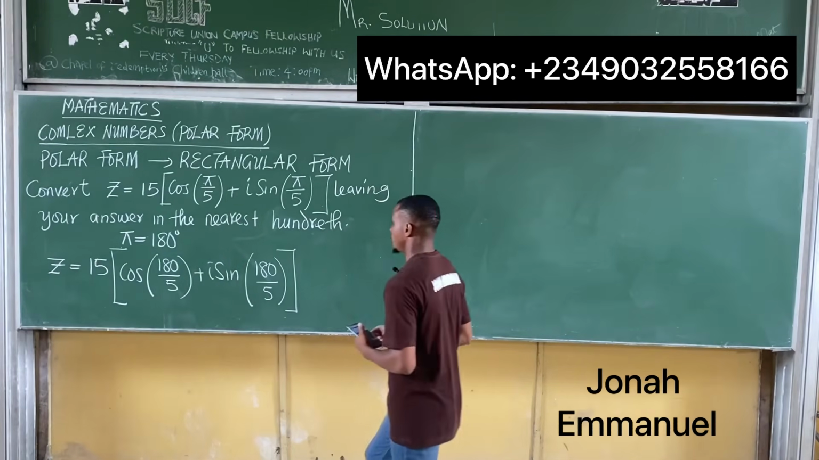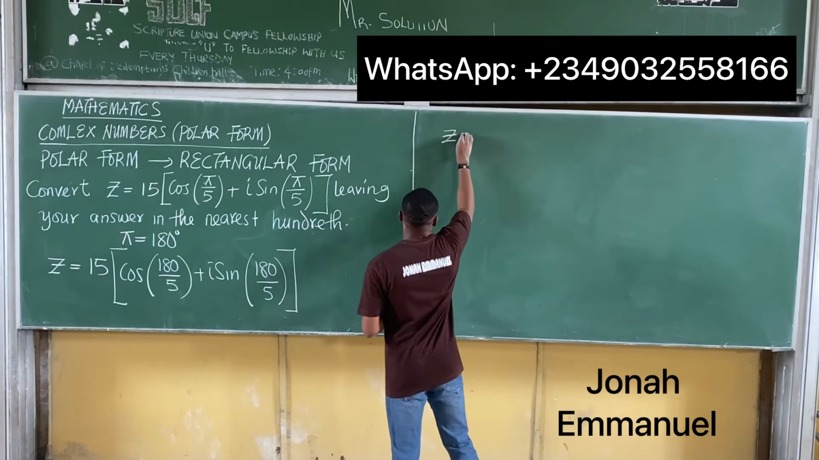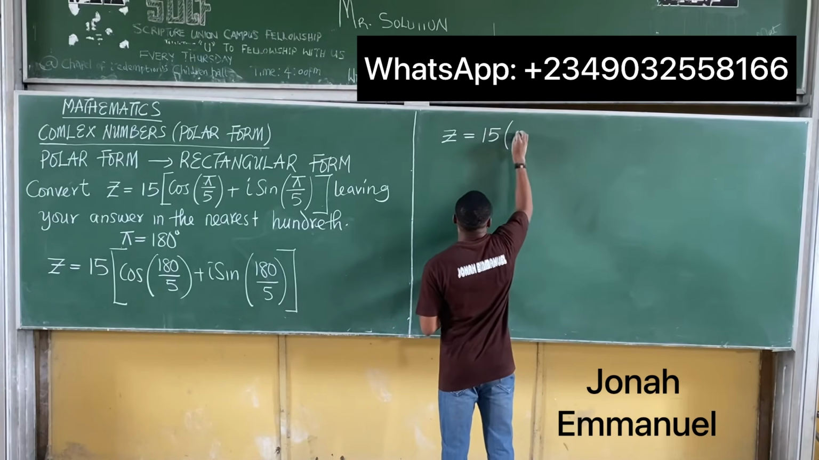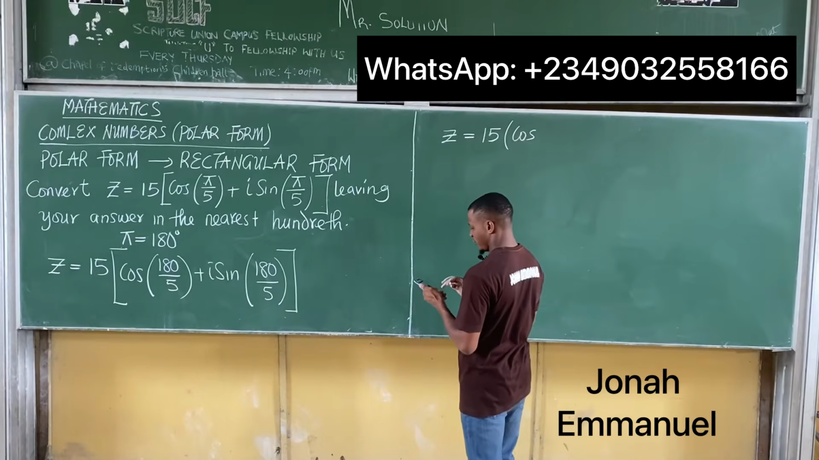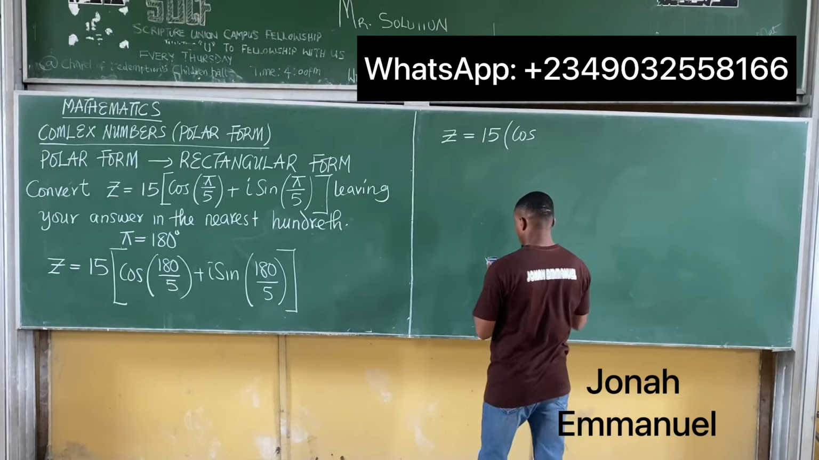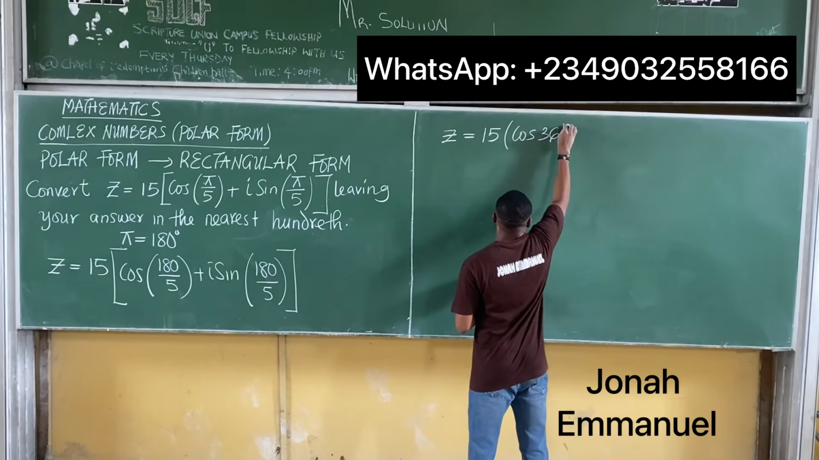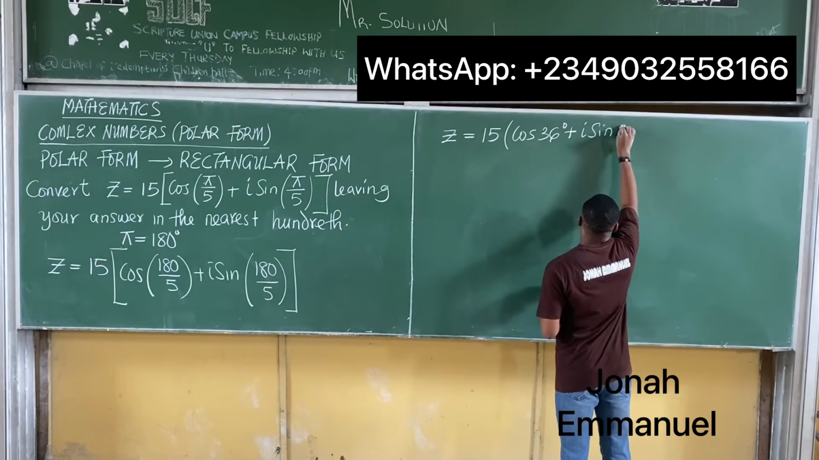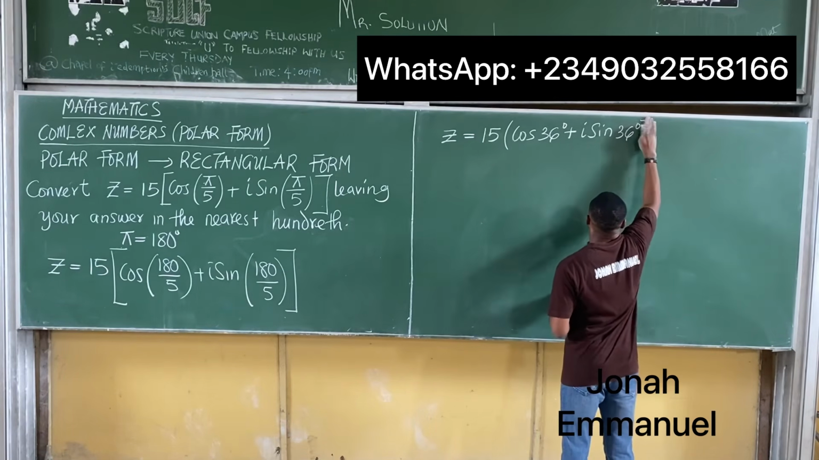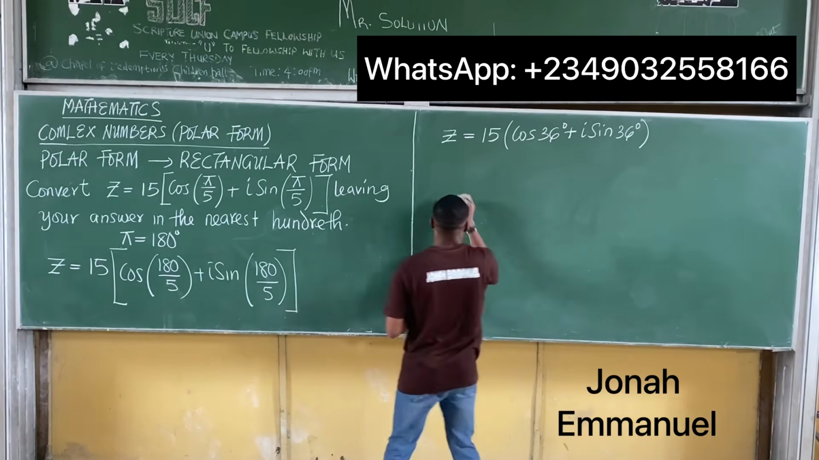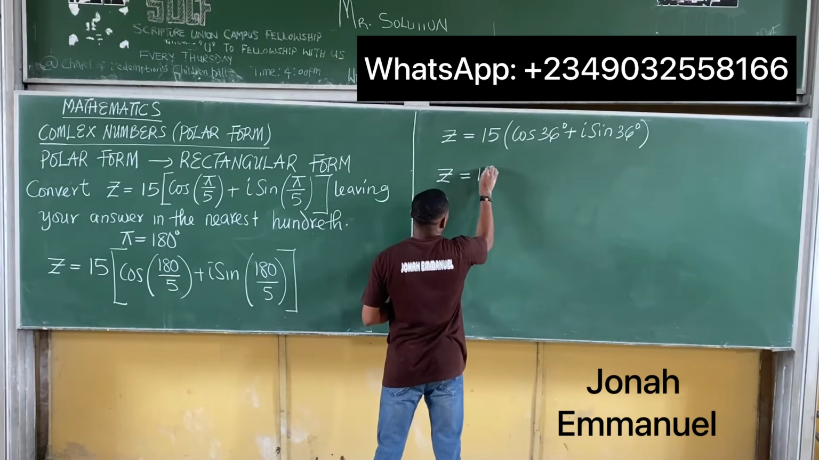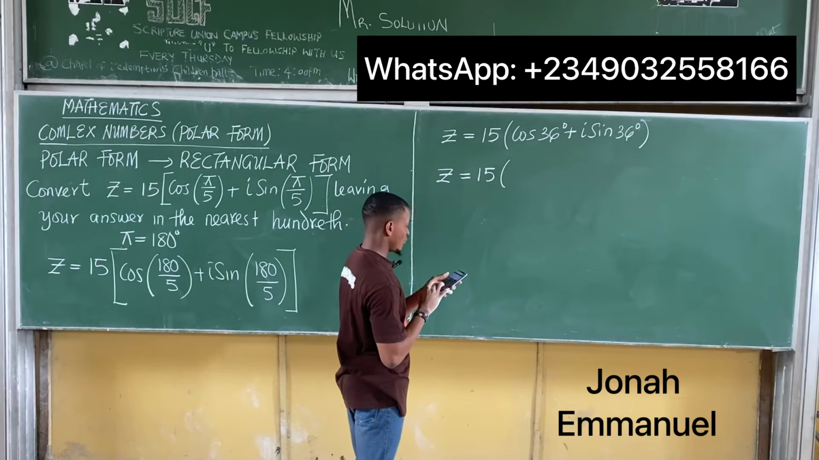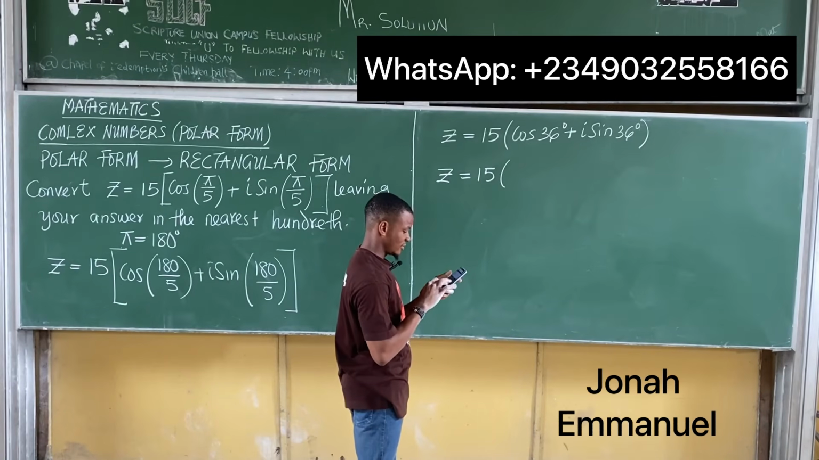All right. So from this, it means that z is equal to 15 into cos 180 over 5. That's 36 degrees. 36 degrees plus i sine 180 over 5 gives you 36 degrees. So we have this one here. So from this, it means that z will be equal to 15. I'll simply punch cos 36. So cos 36, cos 36.